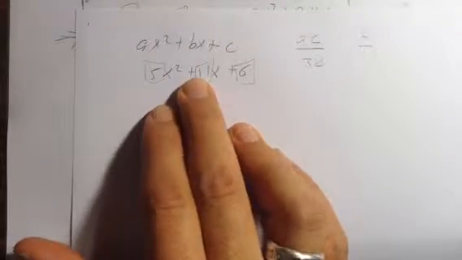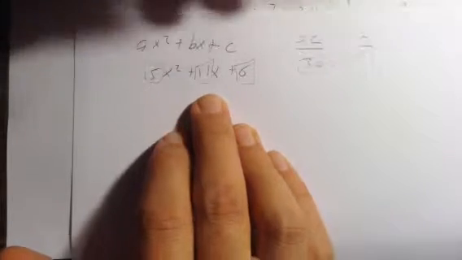Now, a times c is 30. B is 11. Okay? It's really that easy. Now we're going to think of what two numbers multiply to be 30 that add to be 11.